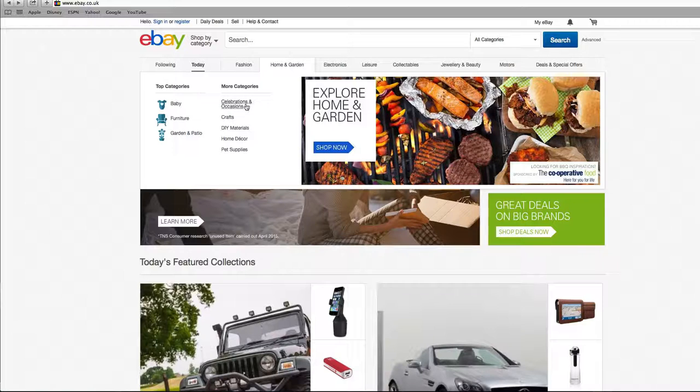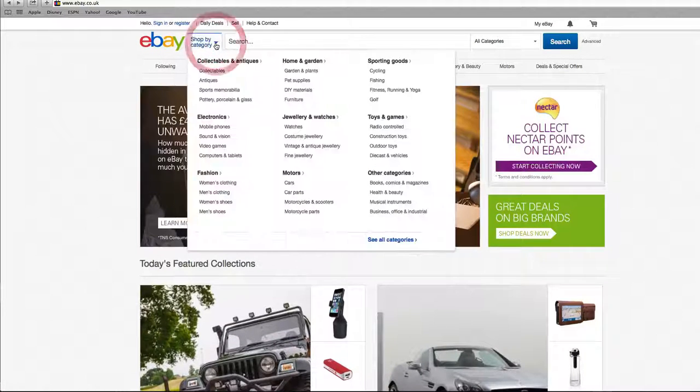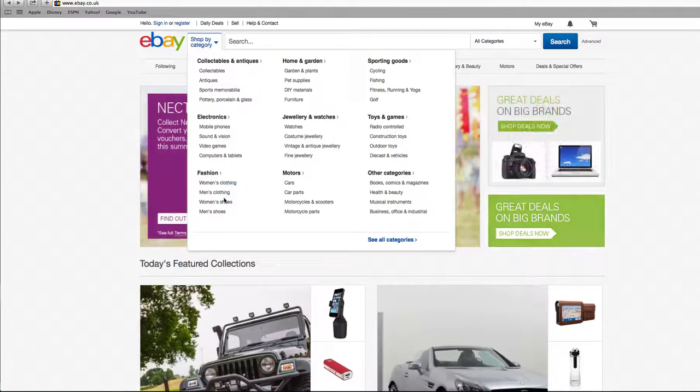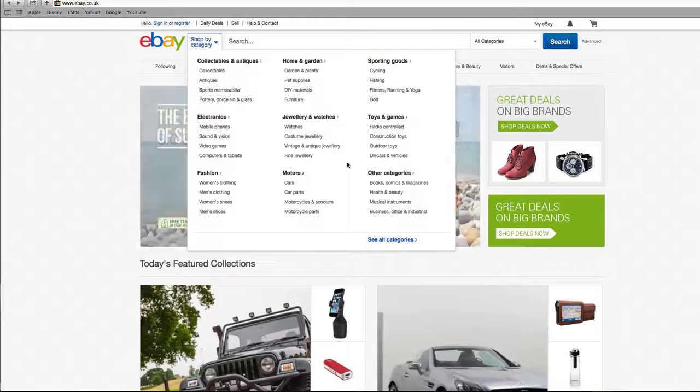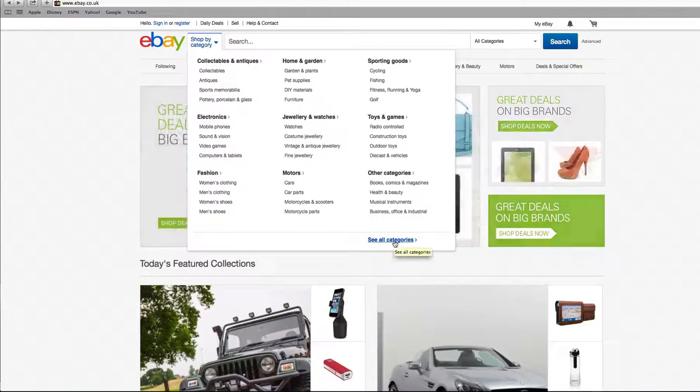DIY material, home decor. But the easiest way to look around is if you click on shop by category, it gives you one of the most popular ones, or what I would say are the more populated categories according to them. But then there are ways you could look at the other ones as well.